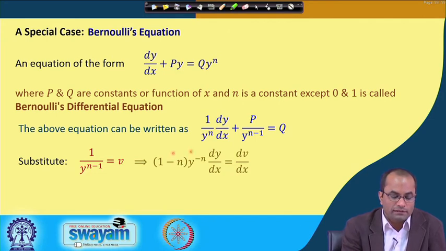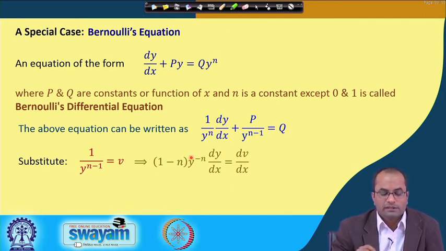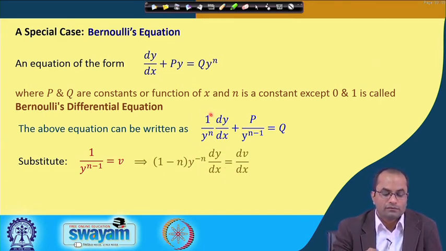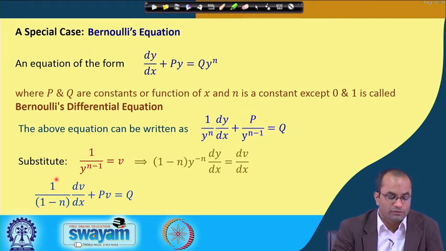So, we have exactly the derivative of this written here, and now the idea was this y power minus n with dy over dx. So, this term will become dv over dx. This factor we can adjust by dividing. So, once we substitute 1 over y power n minus 1 is equal to v into this equation, what will we get? We will get 1 over 1 minus n and then just dv over dx.